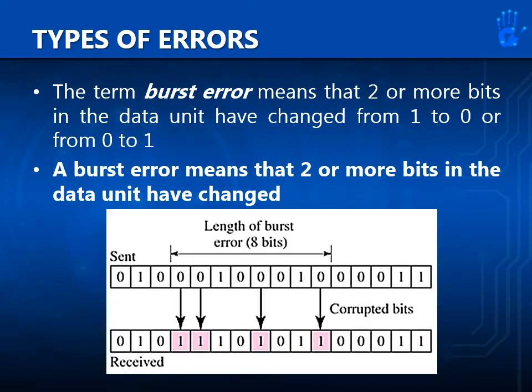The term burst error means that two or more bits in the data unit have changed from 1 to 0 or from 0 to 1. A burst error means that two or more bits in the data unit have changed. Please see the image below. As you can see, there are 4 bits that were corrupted, so they all changed from 0 to 1.